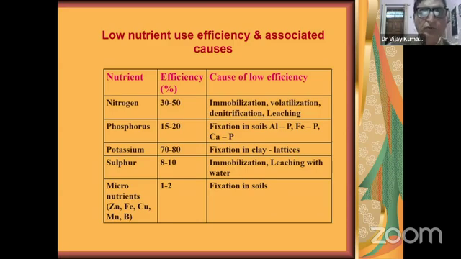Now, because I am not talking about the traditional way of application, I'm concerned with the new and advanced techniques of fertilizer application. So I will give you a few examples of that.